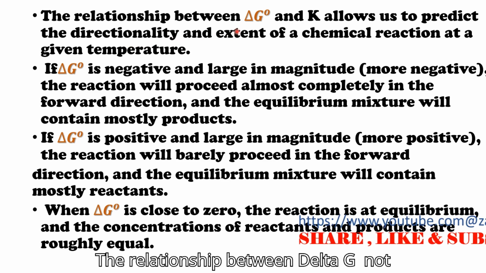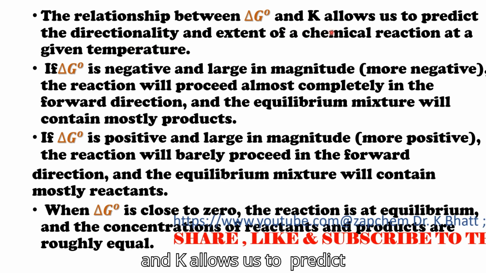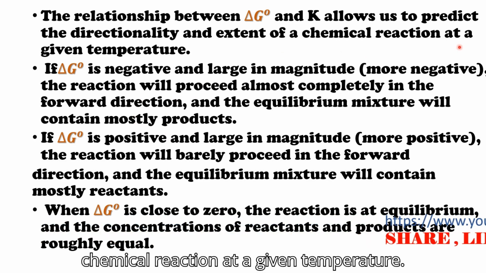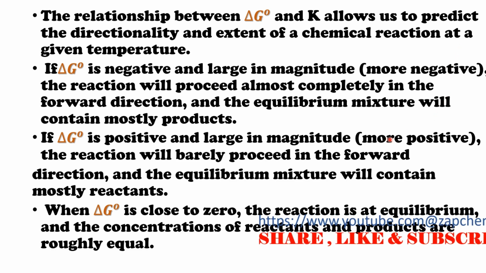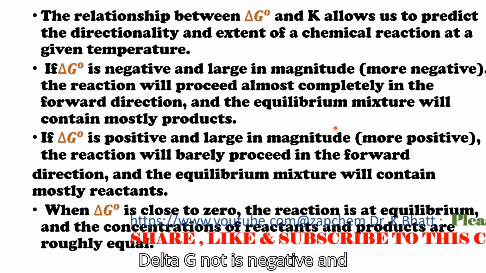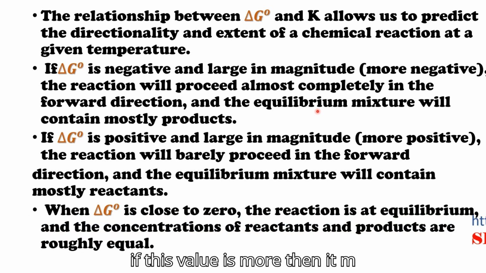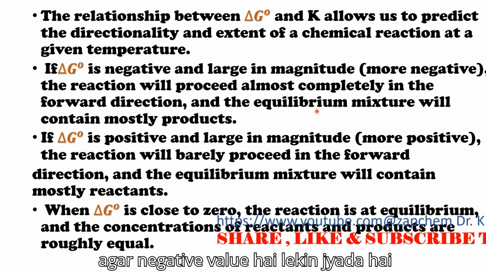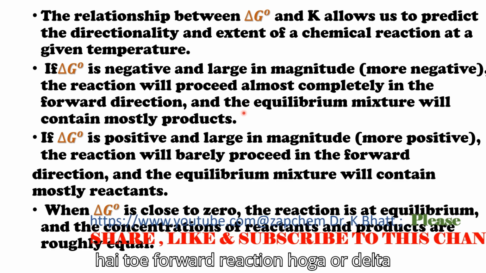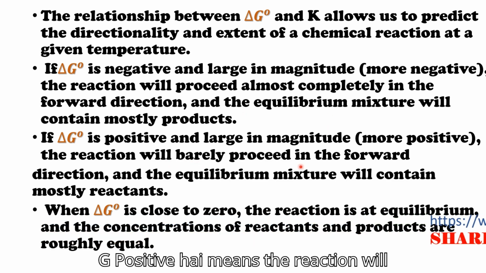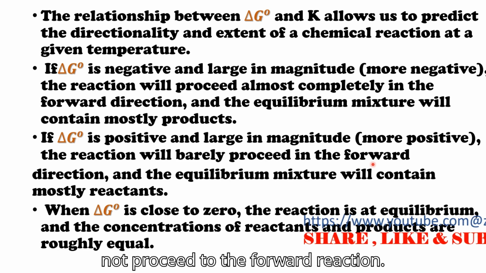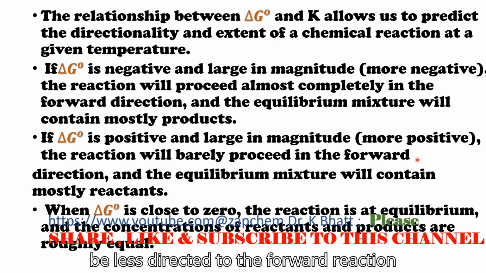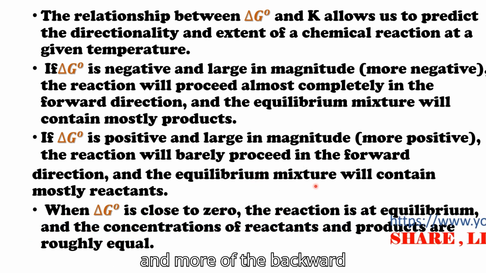The relationship between delta G naught and K allows us to predict the directionality and extent of the chemical reaction at a given temperature. If delta G naught is negative, and if the value is more negative, नेगेटिव वैल्यू है लेकिन ज्यादा है, हायर वैल्यू, तो फॉरवर्ड रिएक्शन होगा. और डेल्टा जी पॉजिटिव है, means the reaction will not proceed to the forward reaction, or it will be less directed to the forward reaction and more to the backward reaction.